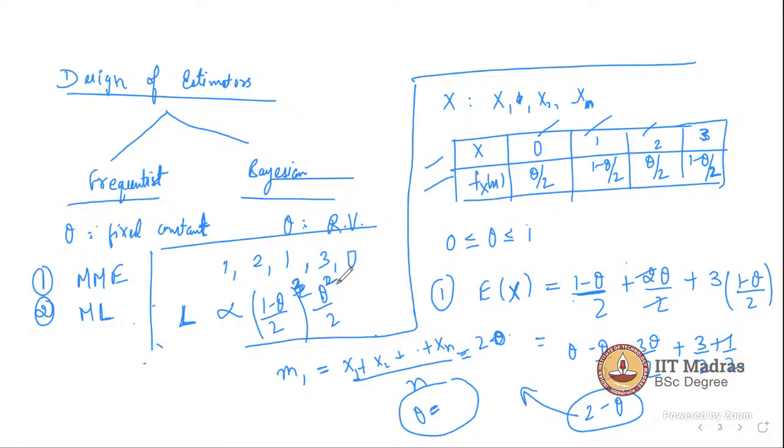Now, if you take the log likelihood and you differentiate it, all this constant term will vanish, right? So I can ignore this and I can just write L is proportional to theta square times (1 minus theta) cube, right? So we have already found the likelihood function. Then I will take the log likelihood, differentiate it with respect to the parameter theta, and substitute it to 0, and we will get our estimate.